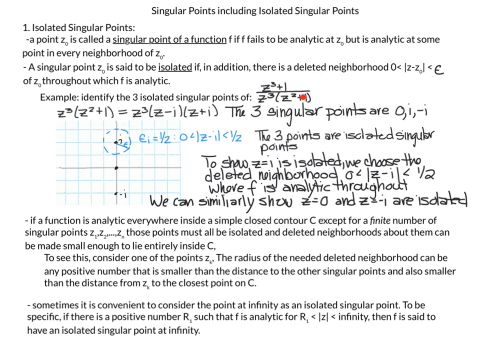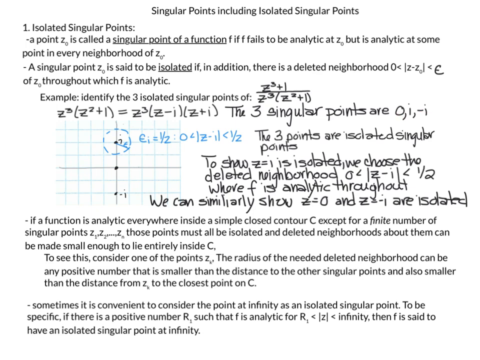The first thing we do is factor this out completely, so z cubed times (z squared plus 1) is equal to z cubed times (z minus i)(z plus i). So we can see that the denominator is equal to 0 when z is equal to 0, z equals i, and z equals negative i. So these are our three singular points: 0, i, and negative i.